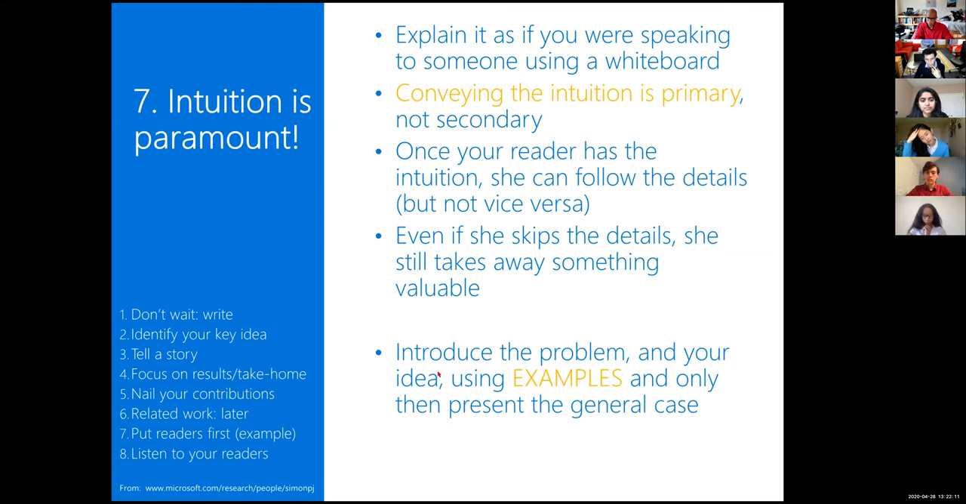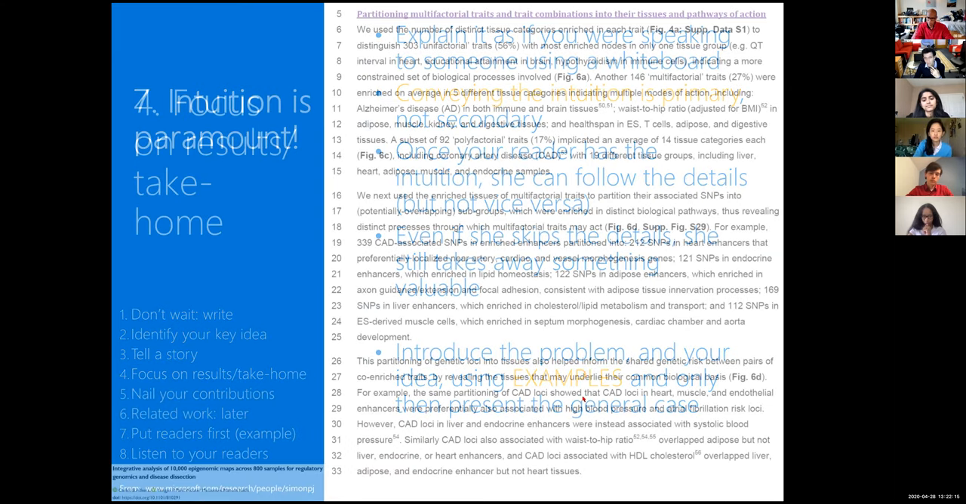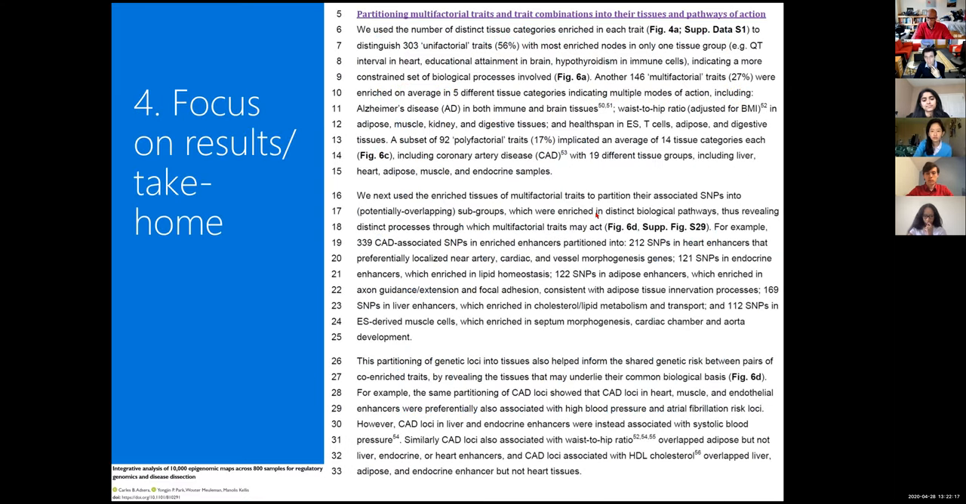So introduce the problem and your idea using examples and only then present the general case. So again, here I'm immediately saying, unifactorial traits, for example, QT interval in heart, educational attainment in brain, hypothyroidism in immune cells. I'm immediately giving an example. And again here, waist to hip ratio adjusted for BMI in adipose, muscle, kidney, and digestive tissues.